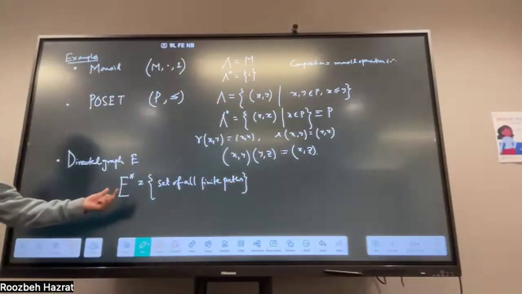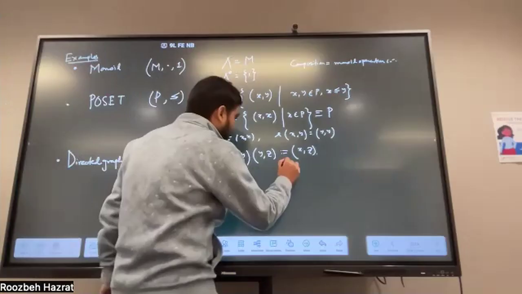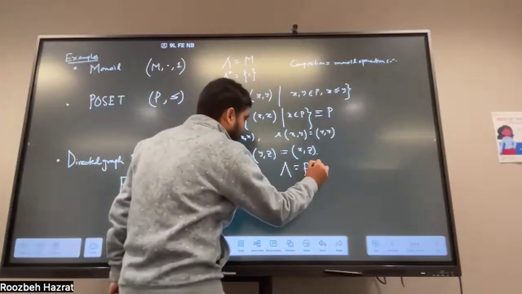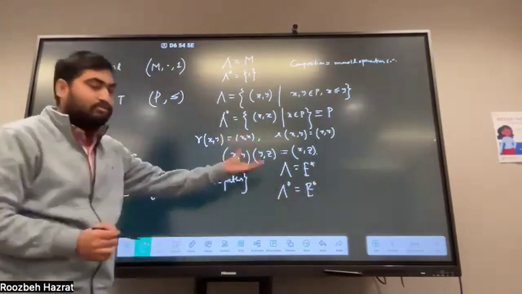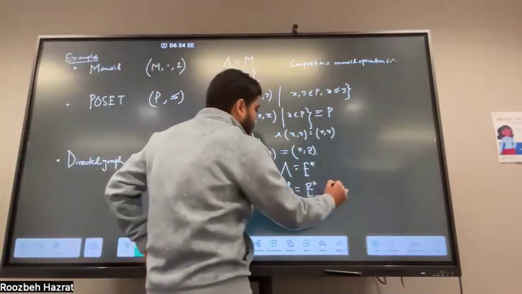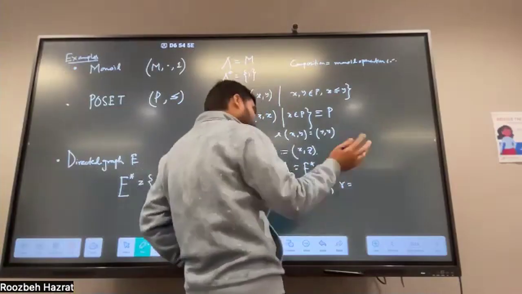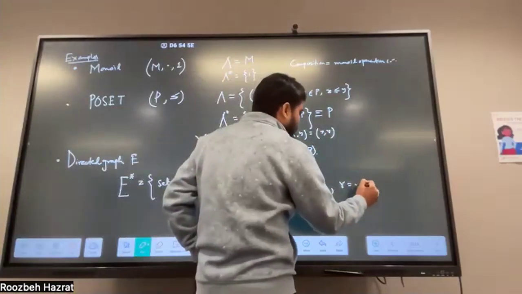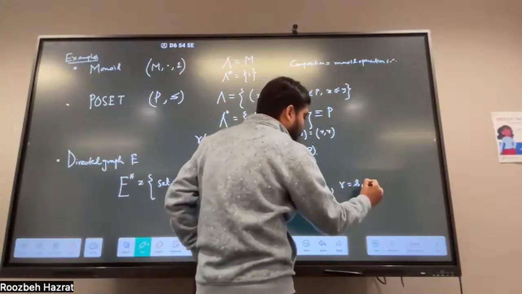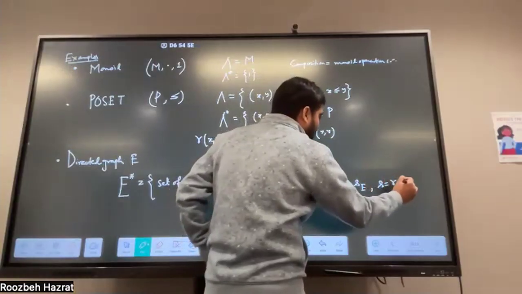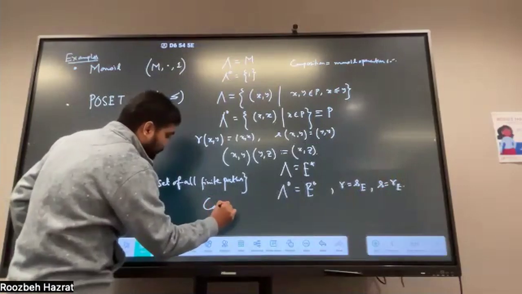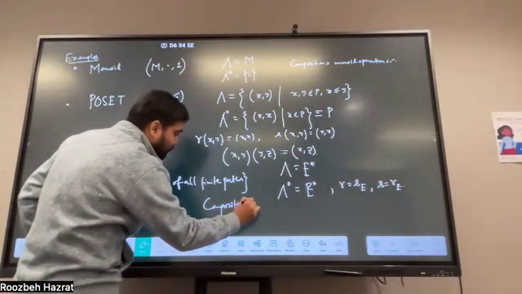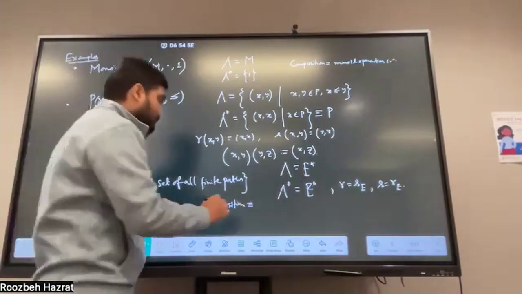Then this has a structure of a small category. That means Lambda is here E star. Lambda naught is a set of vertices, which we view as paths of length 0. Range and source are somehow just the opposite of range and source in the graph. So the range of E is the source of E, and the source is the range of E. And composition is the usual concatenation of paths.